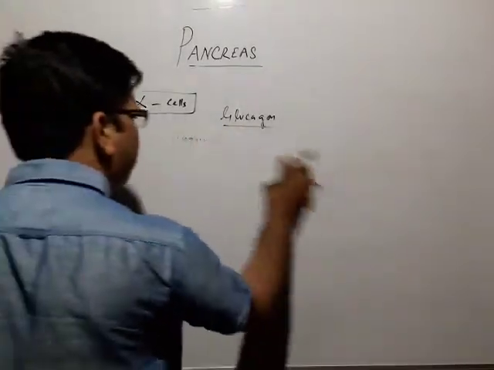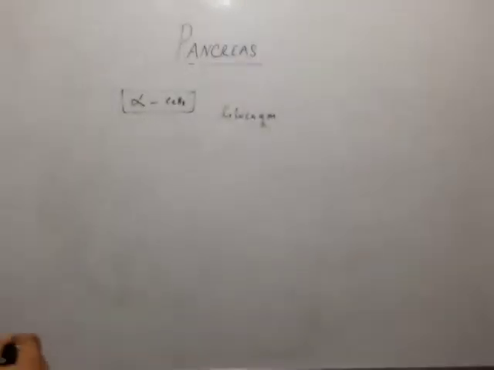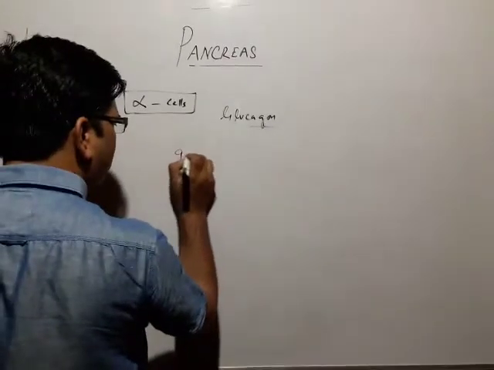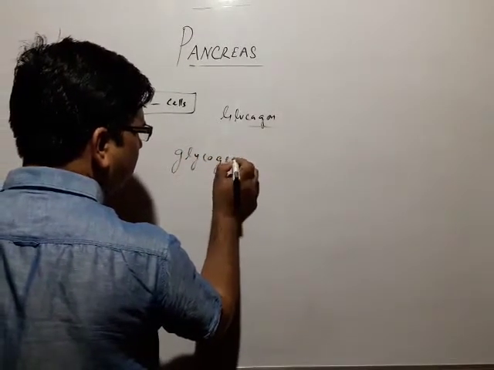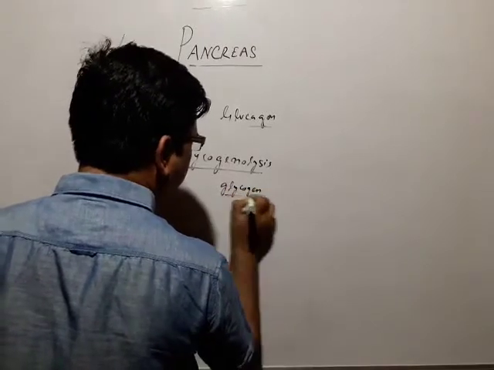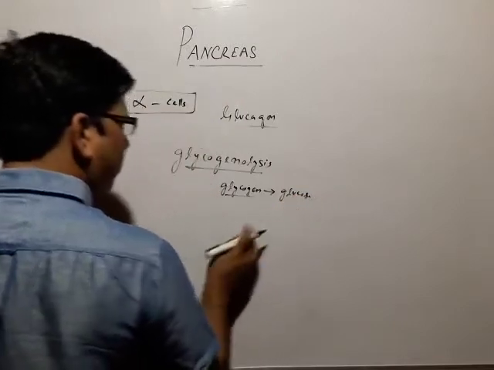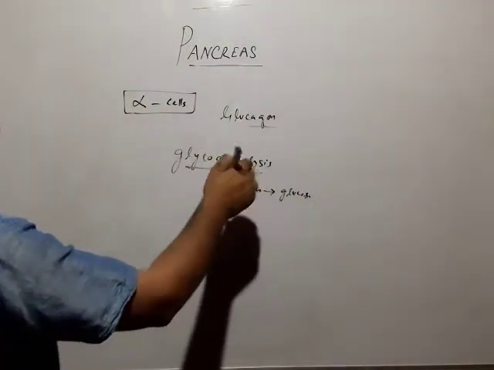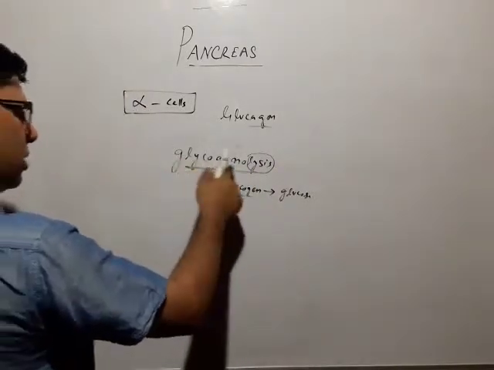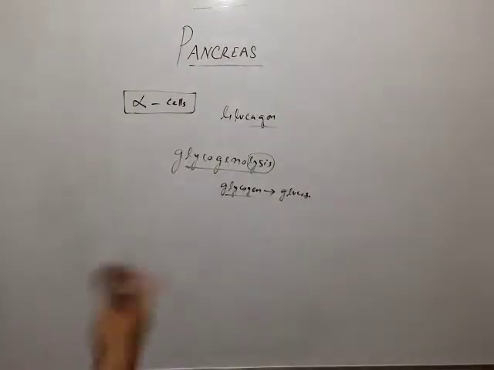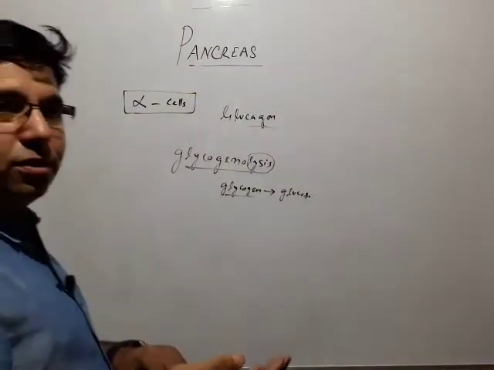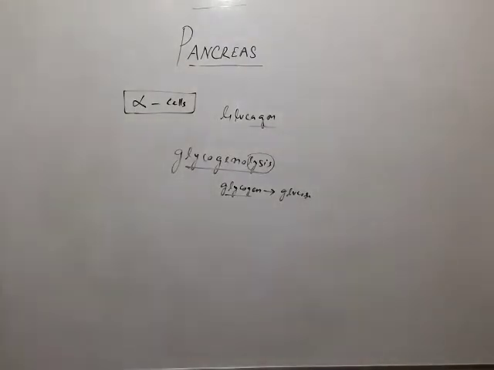How does it do its function? It makes things opposite to that of insulin. It increases glycogenolysis, that means glycogen is broken down to glucose. So it's the reverse of glycogenesis. Lysis means breakdown, genesis means synthesis. The glycogen gets broken down to form glucose, which comes into blood from muscles, tissues and liver, so that the glucose level in blood gets normal.